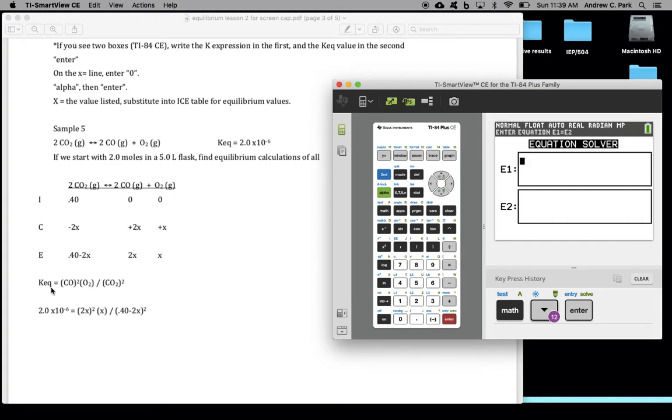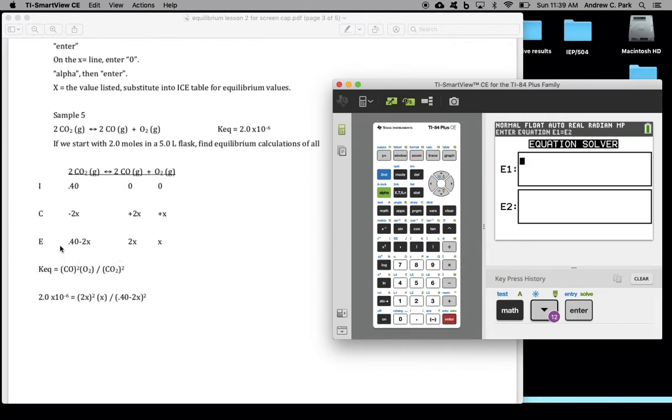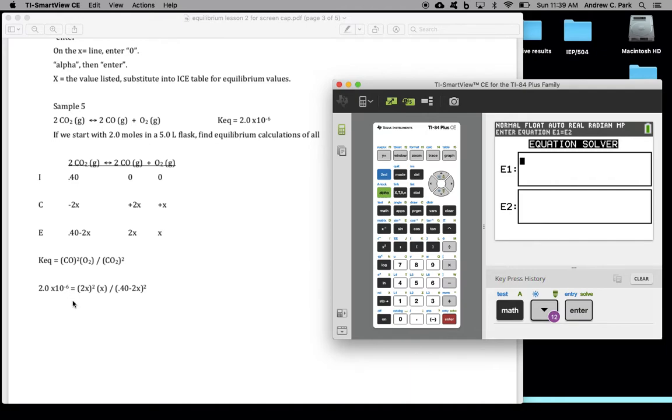And when I write my KEQ expression, my equilibrium expression, remember it's products over reactants, and the coefficients here become exponents here and here. Now I can go ahead and substitute. I take the equilibrium variables and plug them in for my variables. And because the KEQ was given to me at the beginning, I know what that is. So now I have a working equilibrium equation.